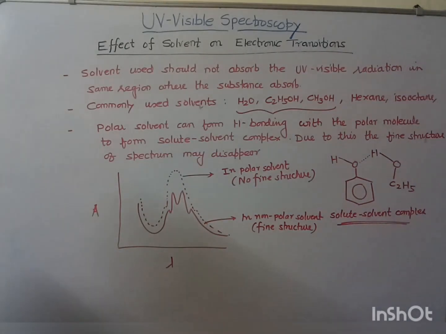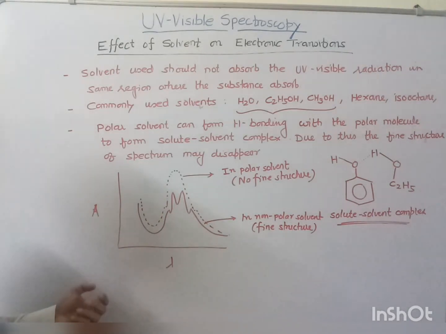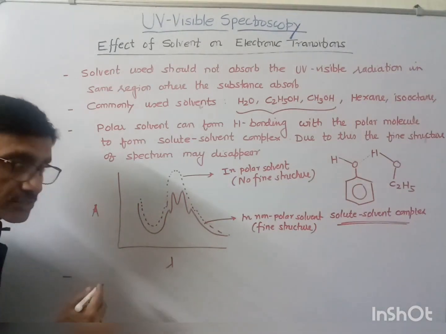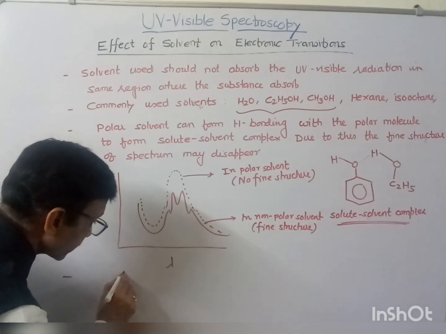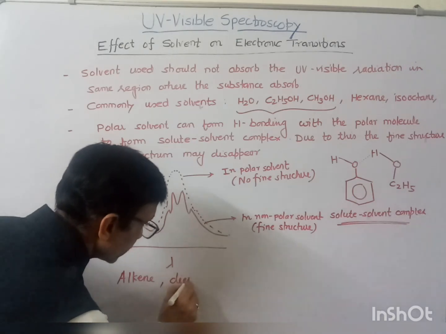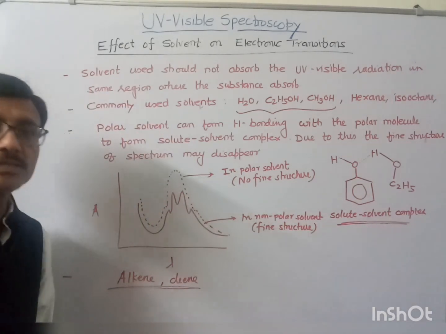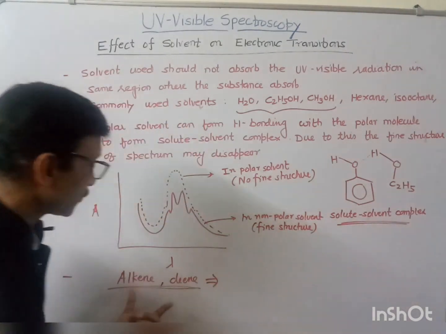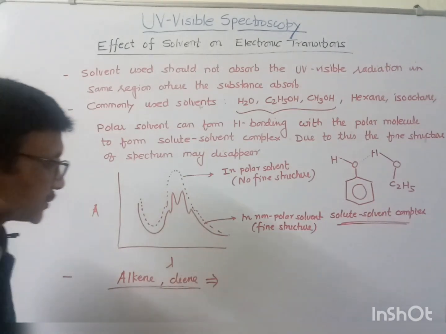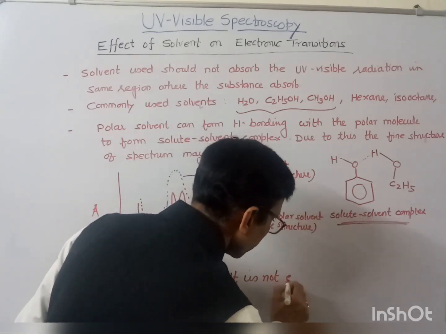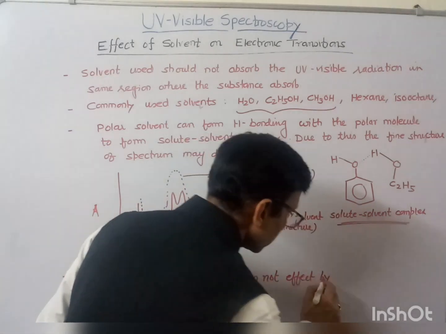Okay, so this is the difference if you are taking the spectrum in polar solvent and non-polar solvent. Now one thing: suppose you are taking the spectra of alkenes or dienes. In such a case, alkenes and dienes are not affected by the polar solvent, because this kind of molecule is a non-polar molecule. That's why it is not affected by solvent polarity.